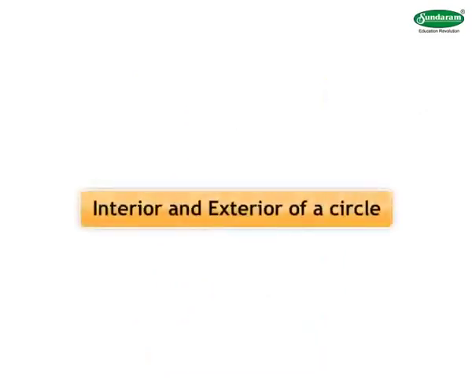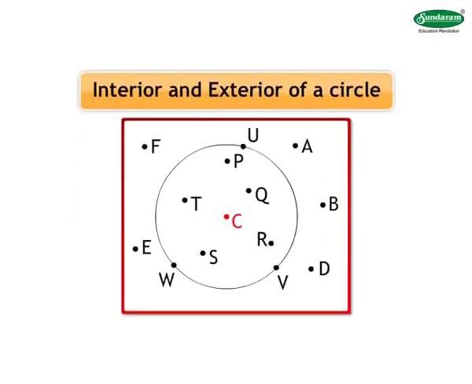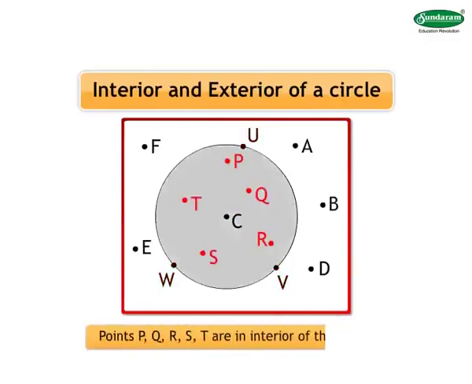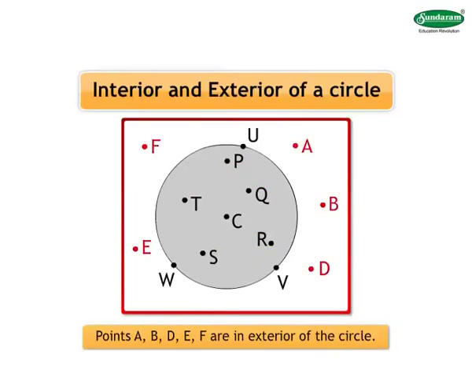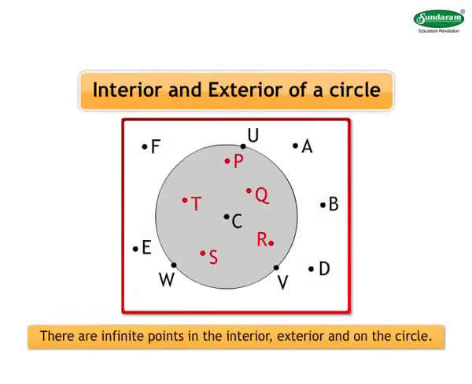Let's move to the interior and exterior of a circle. Look at the circle with center C. Points U, V, W are on the circle. Shaded portion is interior of the circle. Points P, Q, R, S, T are in interior of the circle. The unshaded part is the exterior of the circle. Points A, B, D, E, F are in the exterior of the circle. There are infinite points in the interior, exterior and on the circle.